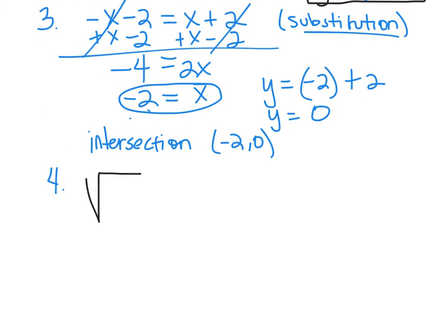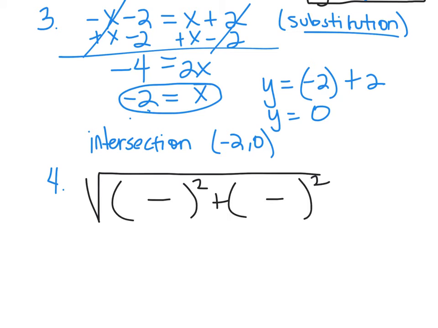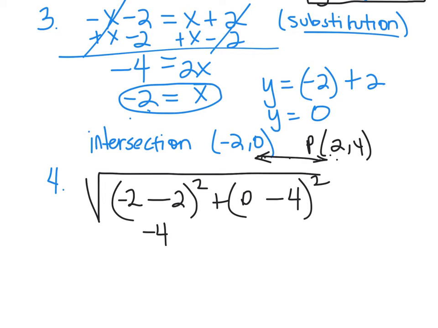All right, so the distance formula. I put my x's in one set of parentheses and my y's in the other set of parentheses. So I have my intersection here, and my P was at 2, 4. My x's are negative 2 and 2, and my y's are 0 and 4. So this is negative 4 squared plus negative 4 squared.